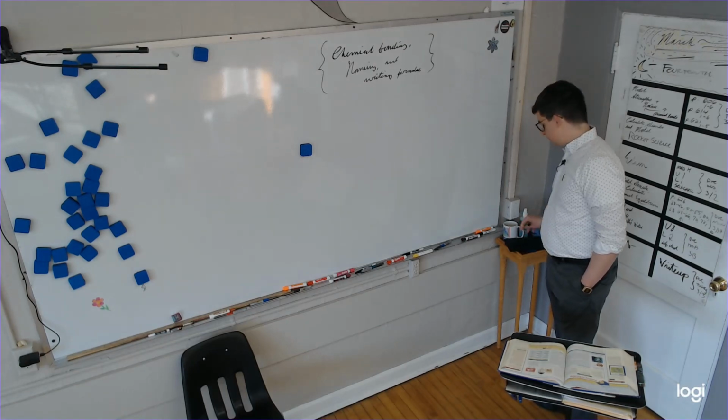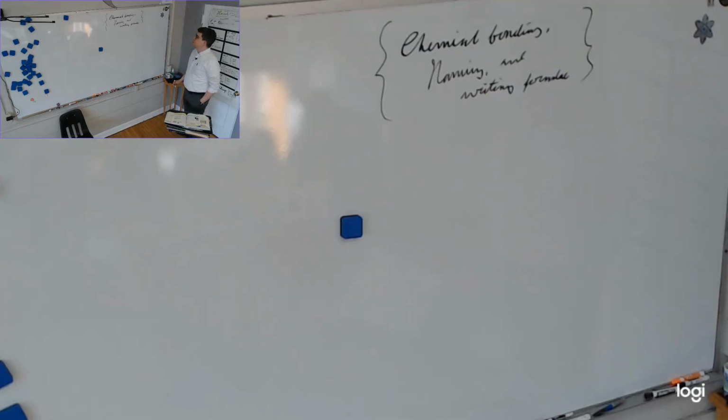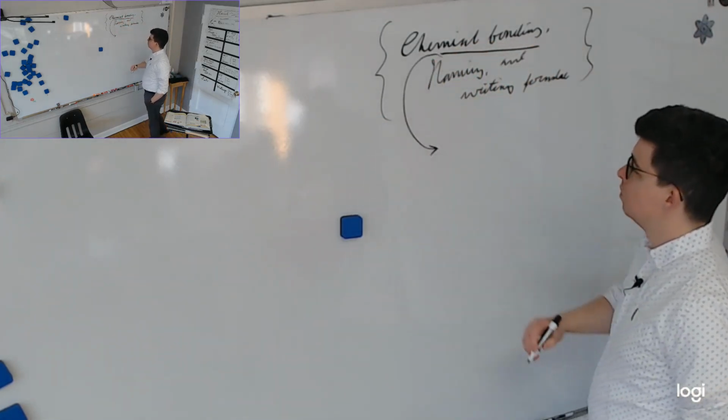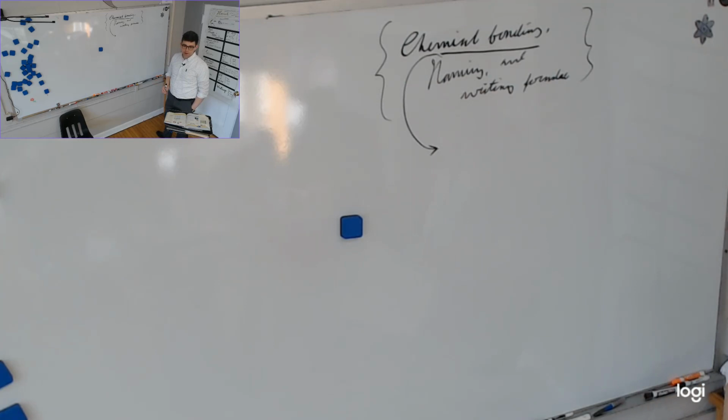I hope that didn't stop the video. Let's define each of these things. We have talked quite extensively about chemical bonding already. When does chemical bonding occur? Why does chemical bonding occur? Let's start with why.